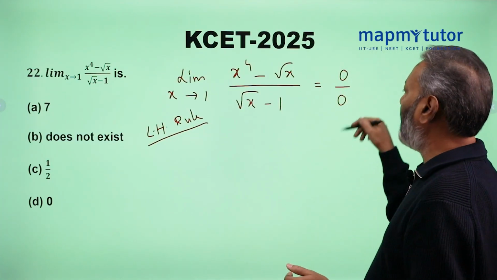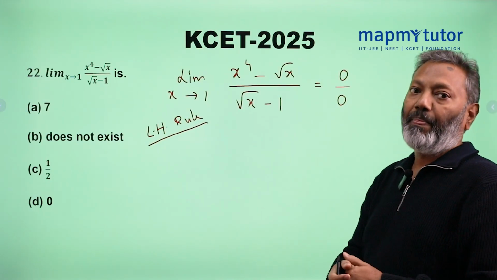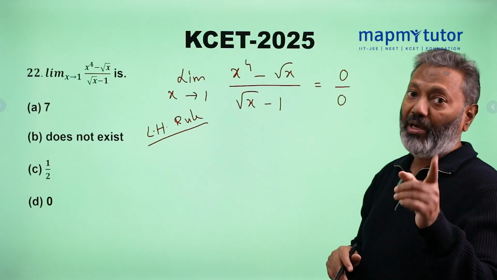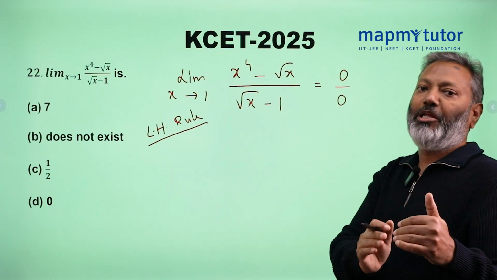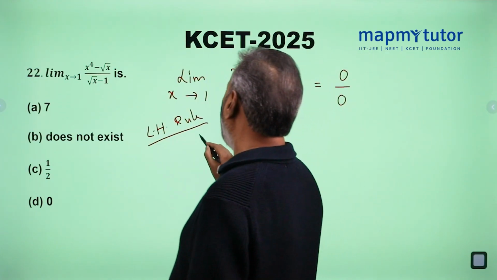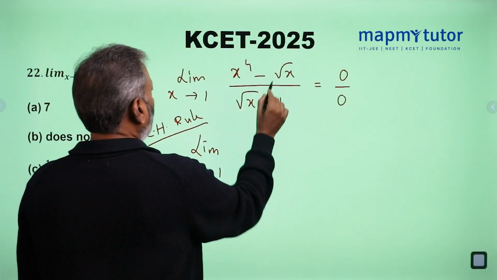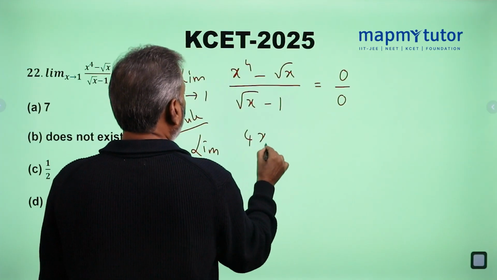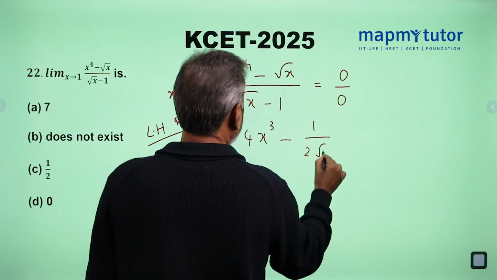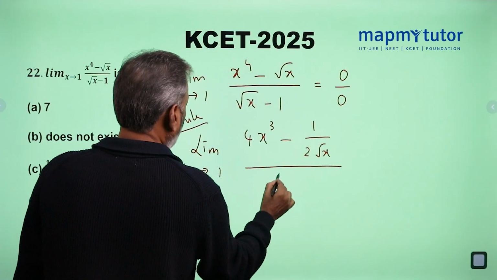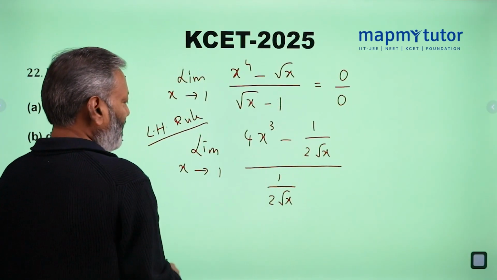Suppose if 0 by 0 is again repeated after differentiating numerator and denominator, again you can do the same. But remember, never use u by v formula. Differentiate numerator separately and differentiate the denominator separately. Come on. Limit x tends to 1. Let me differentiate the numerator. X power 4 derivative, 4x cube, root x derivative, 1 by 2 root x. In the denominator, again I'll get 1 by 2 root x because 1 is constant, derivative 0.